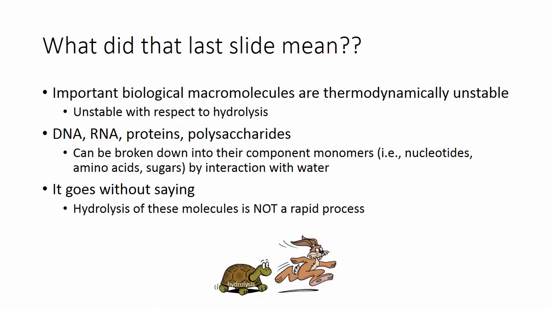What is meant by unstable? Well, it certainly is true that important biological macromolecules are thermodynamically unstable. And I mean unstable with respect to hydrolysis. That includes the list I mentioned: DNA, protein, RNA, polysaccharide. These can easily be broken down into their component monomers, whether we're talking about nucleotides for DNA, amino acids for protein, sugars for polysaccharides. They can be broken down by interaction with water.